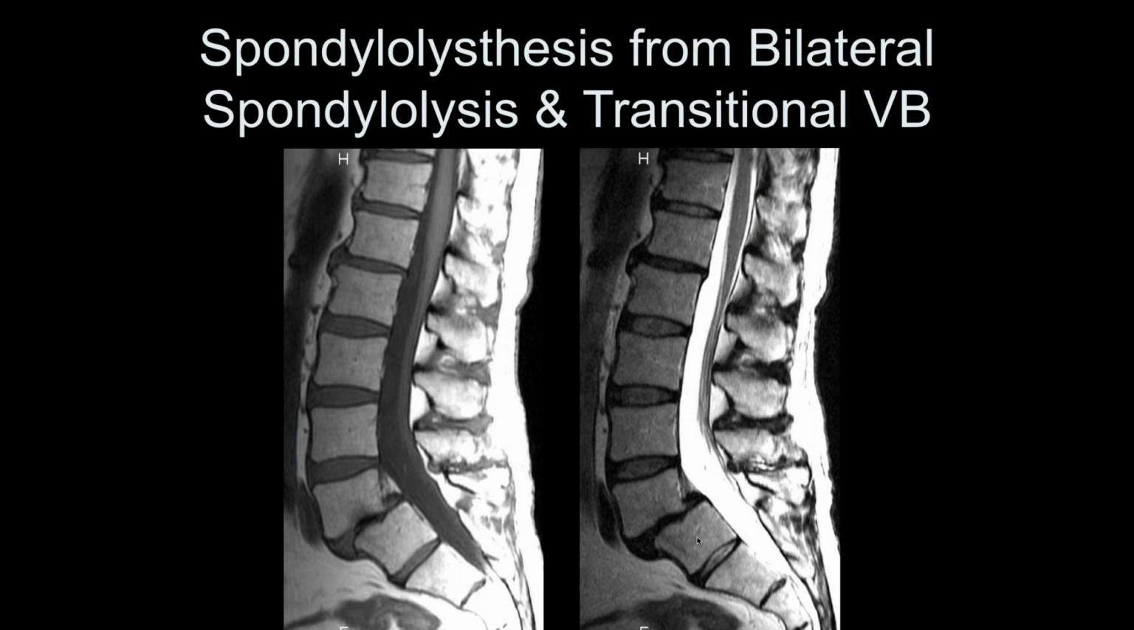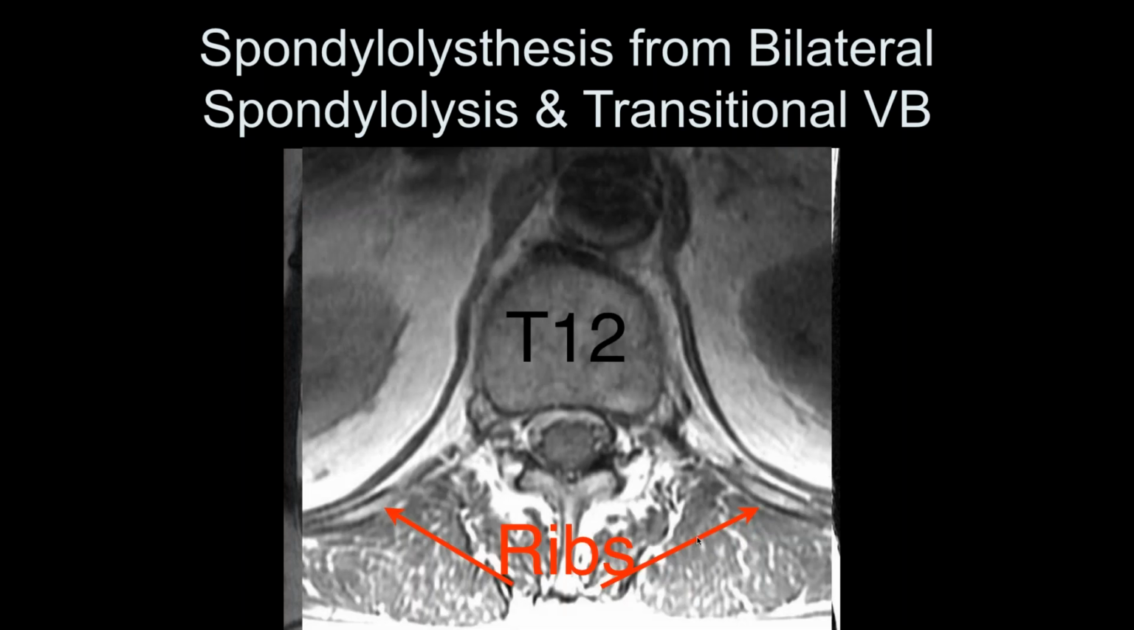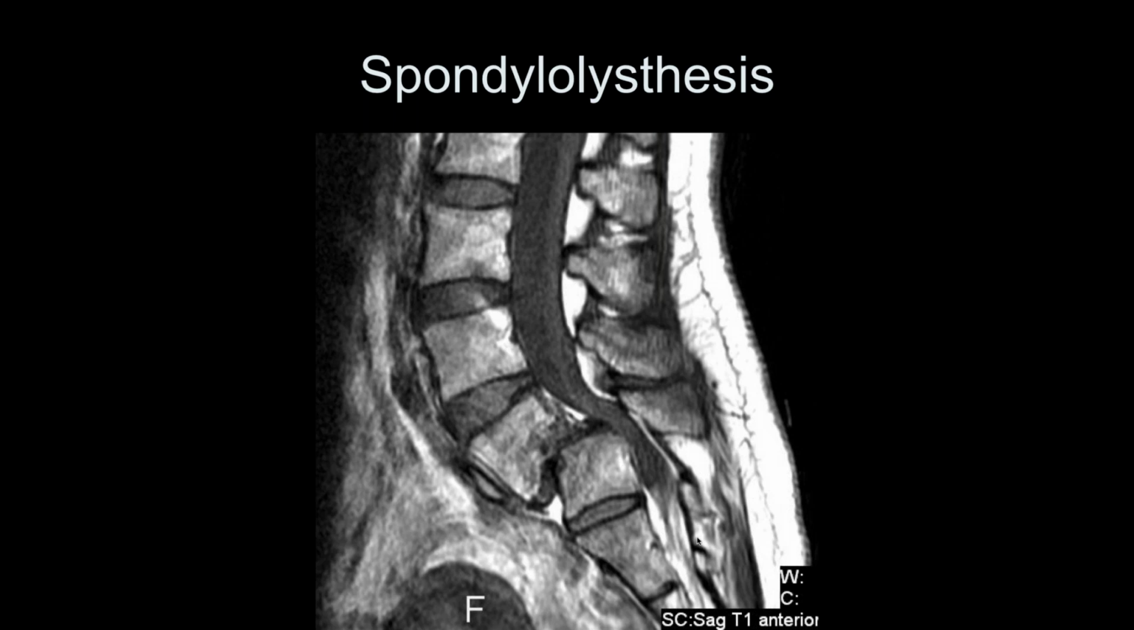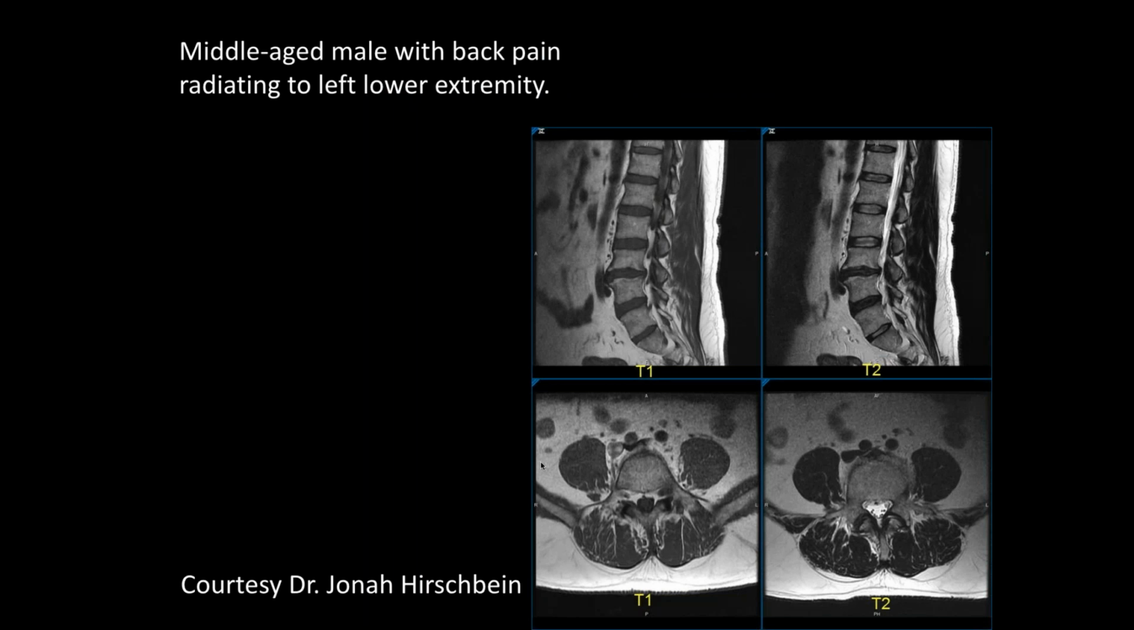I sure would like to see an X-ray on this. Yeah, well, a lot of times we don't have X-rays, so we have to take it off the MR. Here we can see an almost complete spondylolisthesis at this level. And these large ones like this are almost always due to bilateral pars defects or old fractures.